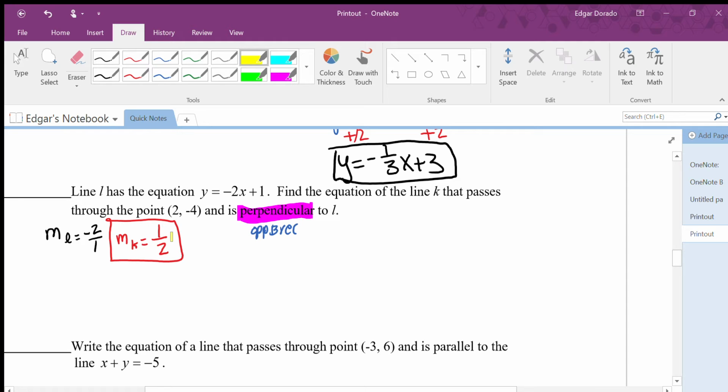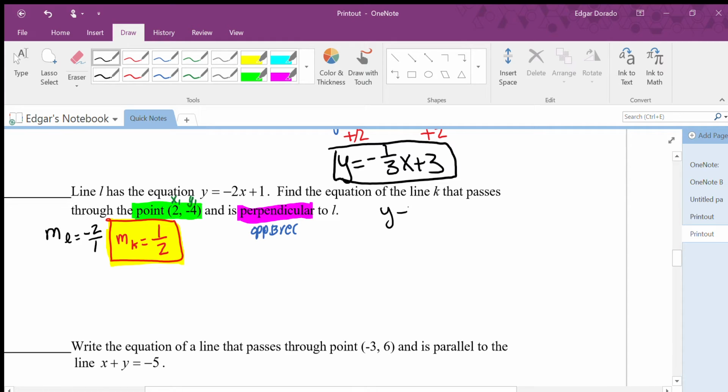That's it. That's my slope. Okay, I have a slope. What else do I have? Well, I have a point right here. So I have an x1 and a y1. So I can go straight to, again, point slope form. Go ahead and do this.